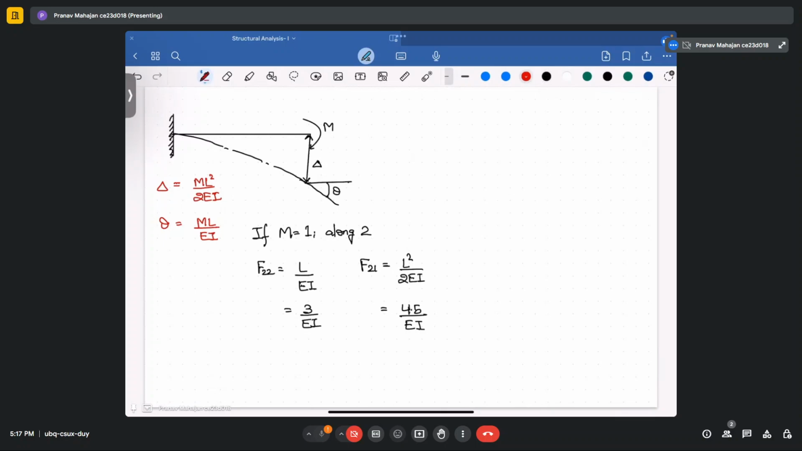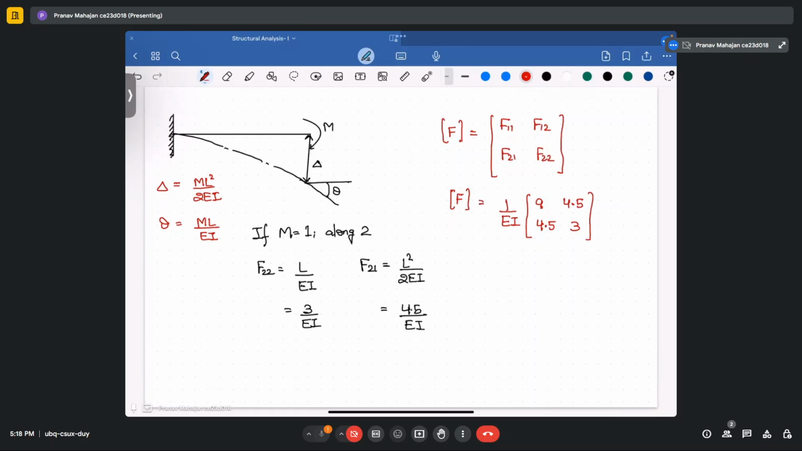So your complete flexibility matrix will be equal to F11, F12, F21, F22. If you take EI outside, you will get the values as 9, 4.5, 4.5, and 3. So this will be your flexibility matrix for the problem that is provided to you.